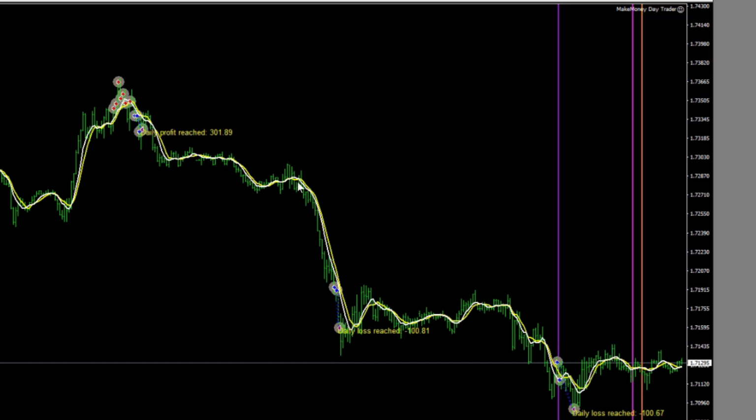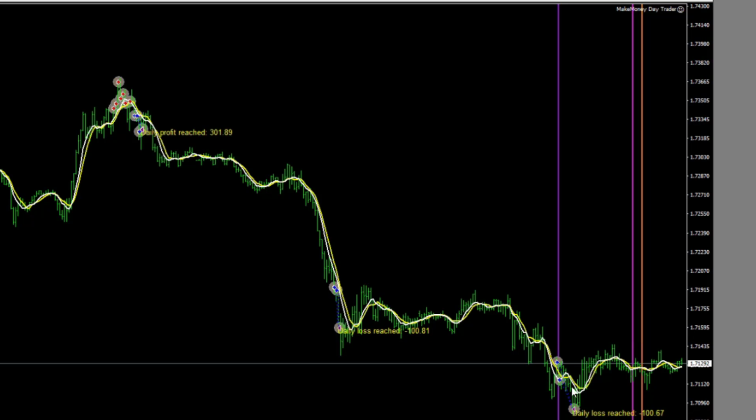Then what happened is the next day there was a massive trend, and it started trading against the trend, and then it eventually reached a loss situation of $100. So that was a situation where the strategy didn't work. This trend was too strong, and it bombed out.